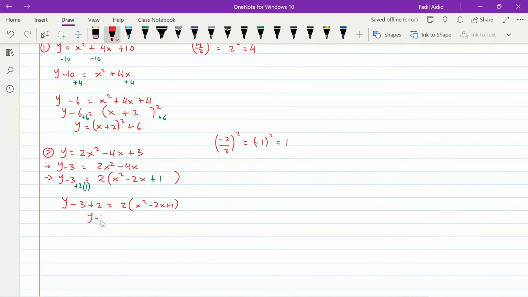So this will be y minus 1 equals 2. This is going to be x minus 1 here, and then square. And then you add 1 to both sides. So y equals 2(x minus 1) squared plus 1.